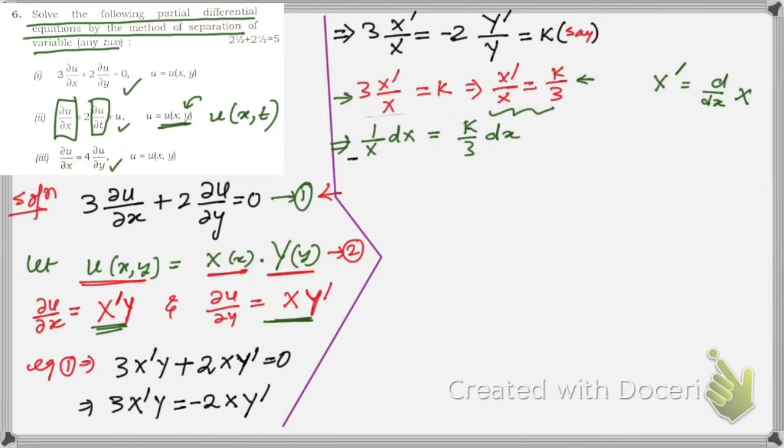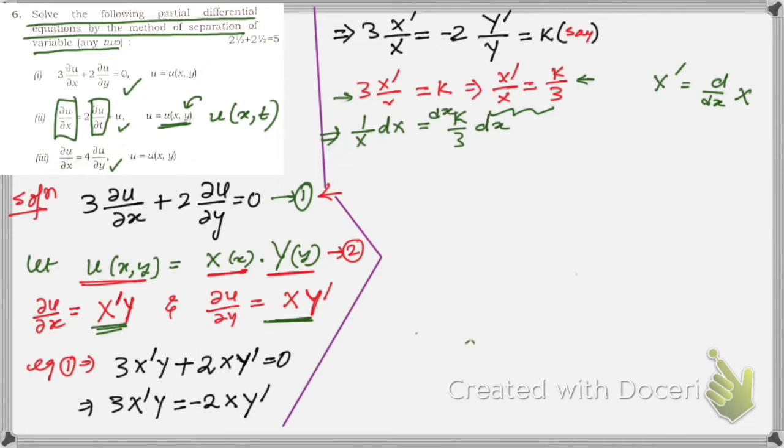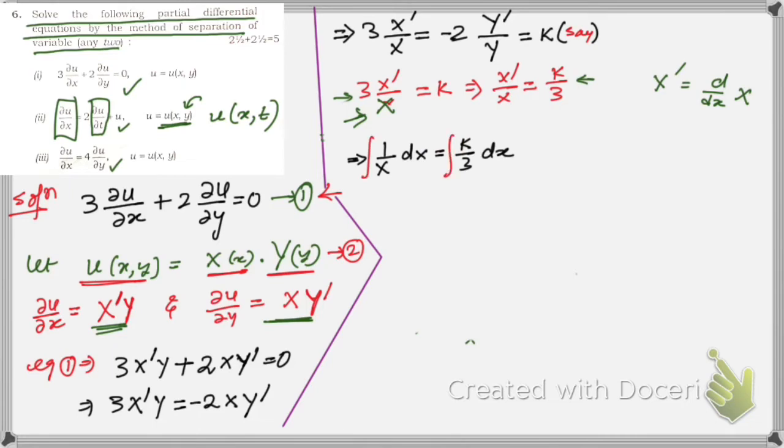Now you can integrate both sides, right? Let me write this one properly. Okay, so now you can write the above equation in this form, right? Now let us integrate both sides. Then integration of 1 by X is log X, so log of capital X. On the other side, k by 3 is constant, so integration of dx is simply x, then plus, and let us take the constant as log c1.